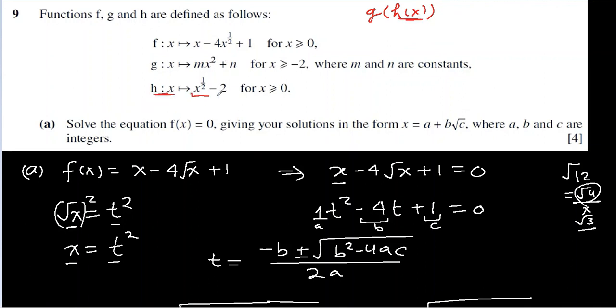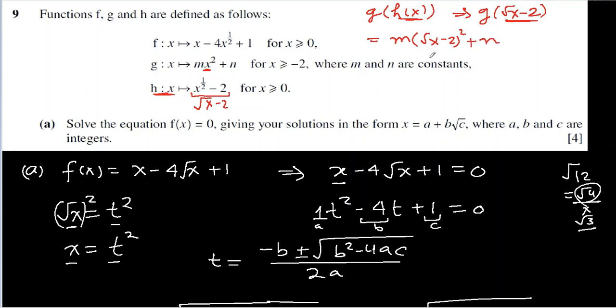This one, it is square root x minus 2. This is how we can write it. So it becomes g of square root x minus 2. It means wherever we have x in g, this is the only x we have, replace it by square root x minus 2. So let's do it. So it becomes m, and in place of x we will write this now, (square root x minus 2) square, plus n.